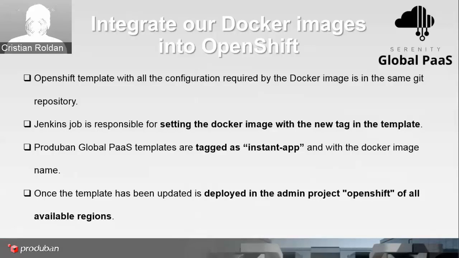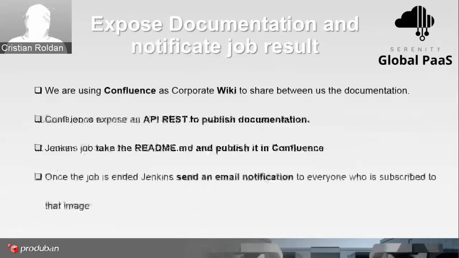Produban global PaaS templates are tagged as instant app and with the Docker image name. Once the template has been updated, it's deployed in the admin project of OpenShift in all available zones. Well, as Cristian told before, currently we have three production regions, two in Spain and another one in Mexico.